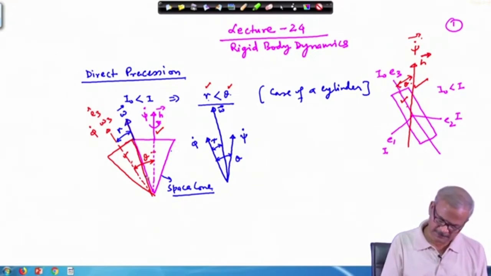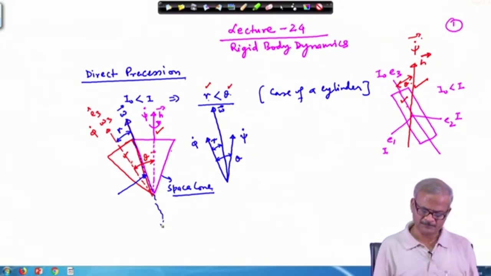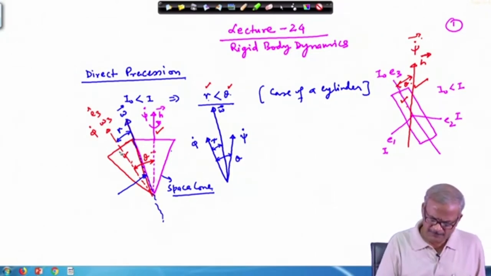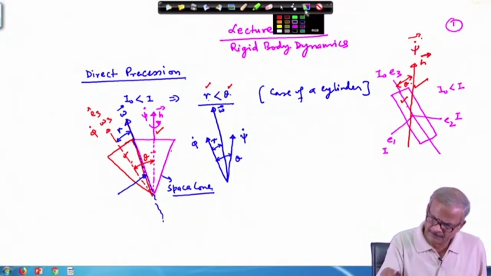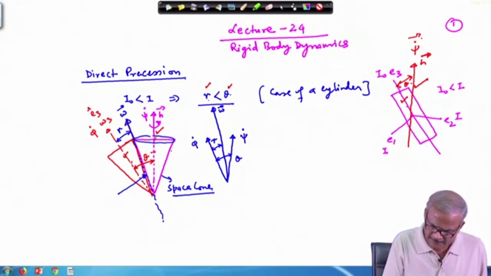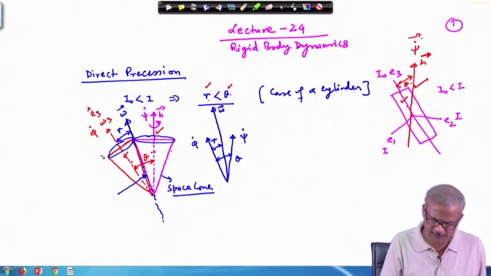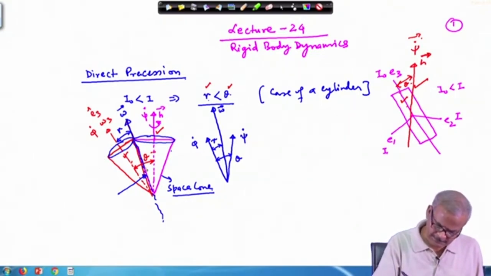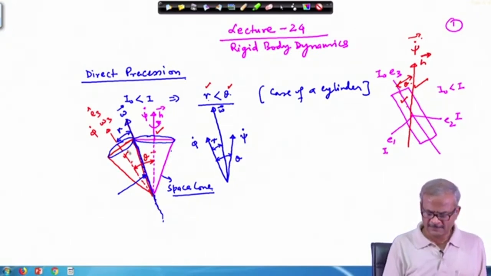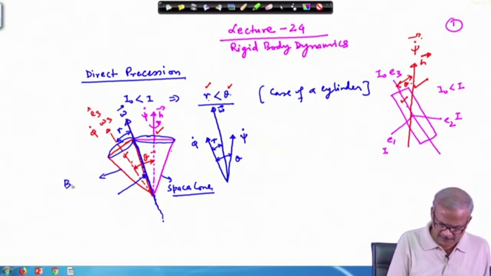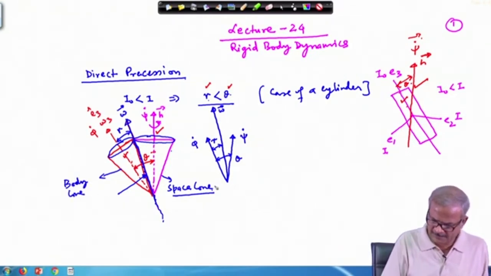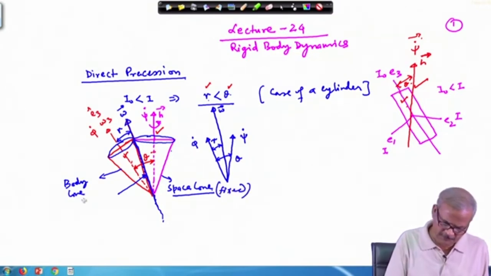So, this is the line of touch, or these two surfaces are touching along this particular line. Okay, it is touching along this line. As this cone rolls over, we can make it like this: this cone is here and this cone is here, and this is the line along which these two cones are touching each other. Then this cone, which is called the body cone, this is fixed and this is rotating.